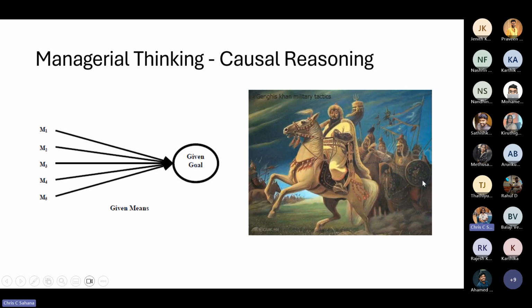Here we also have Genghis Khan, because he has a goal. He wants to conquer most of the world. As we know, he conquered 2/3 of the known world. So the goal is known, and he used his different means. There is a plan, there's a process to it. So this is the managerial thinking that we all use in our day-to-day work.